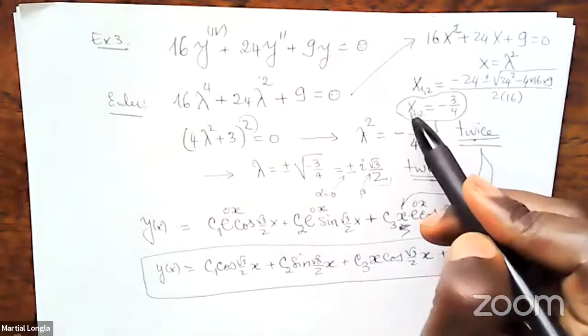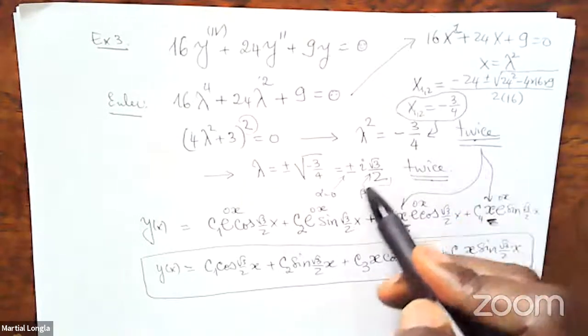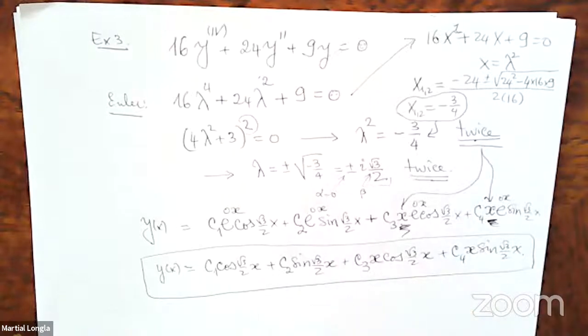And now you replace x by its value, which is lambda squared. So that's lambda squared equal negative 3/4. And then you continue the same way we did here. So 2 ways. Is there any question, please?